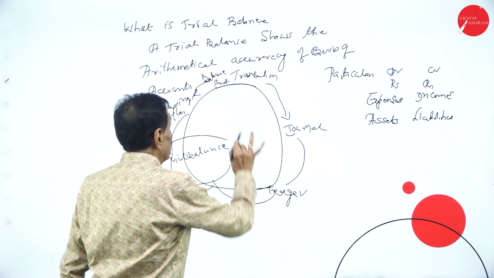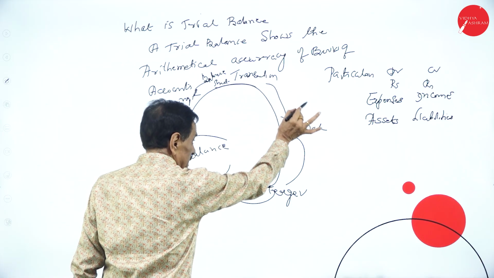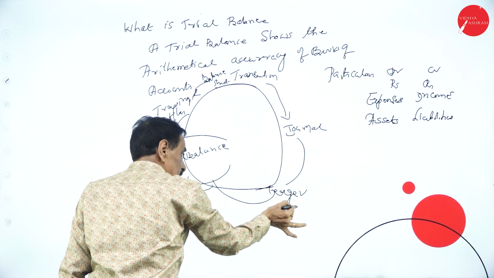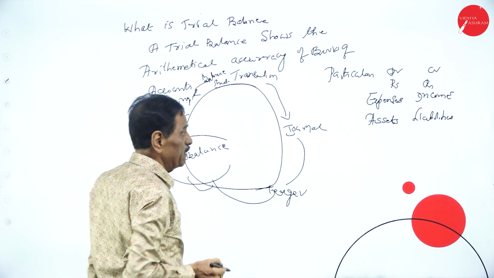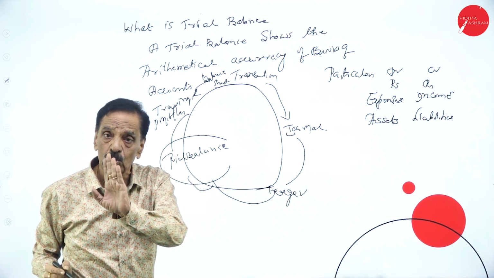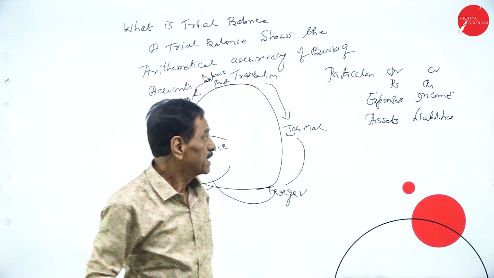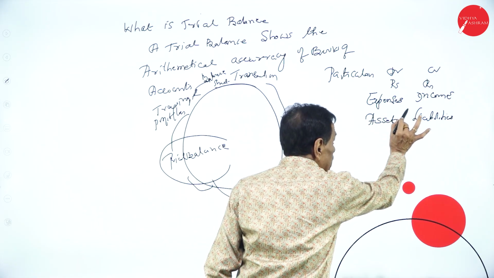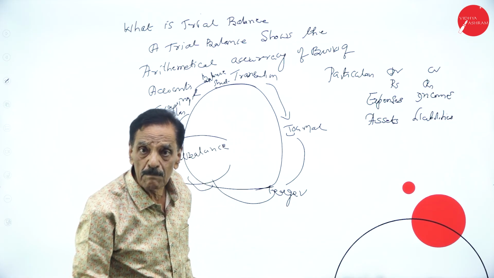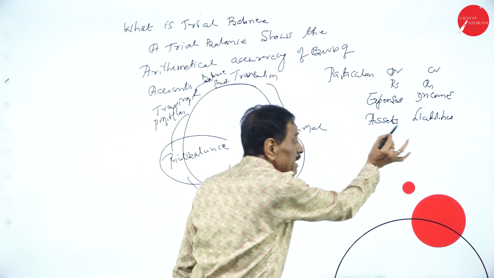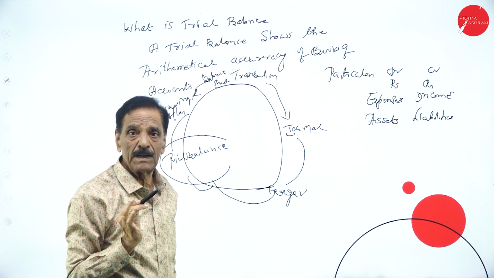How it will be? First we have got a transaction, then it will go to journal, journal to ledger, ledger to trial balance. Trial balance has got two sides. One is called the debit side, one is called the credit side. Debit side shows the expenses, credit side shows the income. Debit shows the asset, credit side shows the liability.